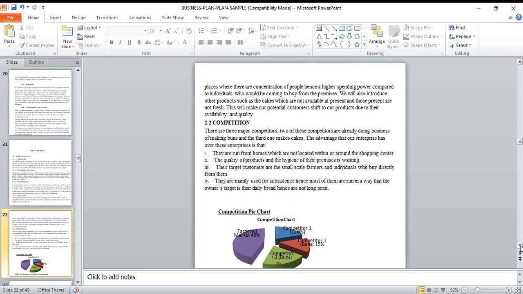Two of these competitors are already doing business of making cakes, and the third one makes cakes. The advantage that our enterprise has over these is that, so you should list the number of competitors within your area of business, and what is the advantage that you have, or what differentiates you, or what makes you different from these competitors. So you can see I've listed there 4 points why I have an advantage over these.